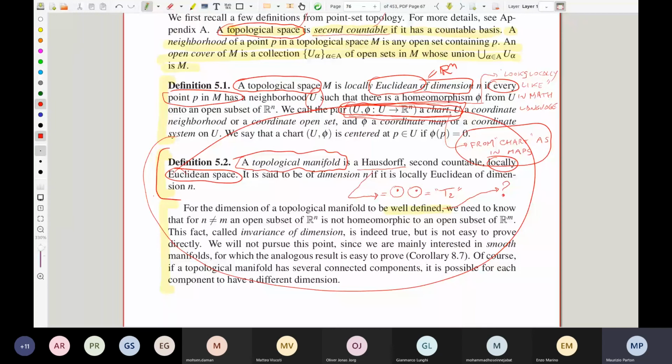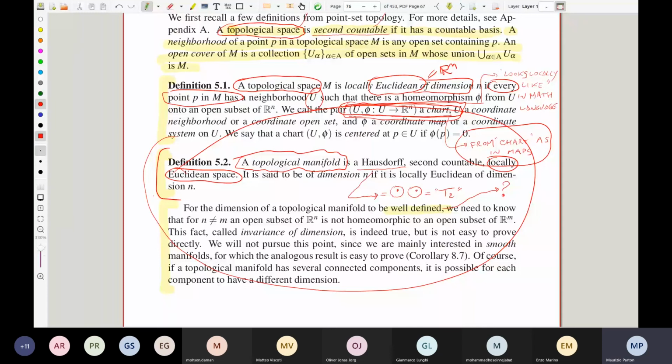This is very interesting. These examples, I say ugly, but not in that sense. They are very interesting. But we are not concerned with this kind of spaces because a topological manifold is Hausdorff. And second countable means that you can have a countable family of open sets covering your manifold. You know what countable means, right?